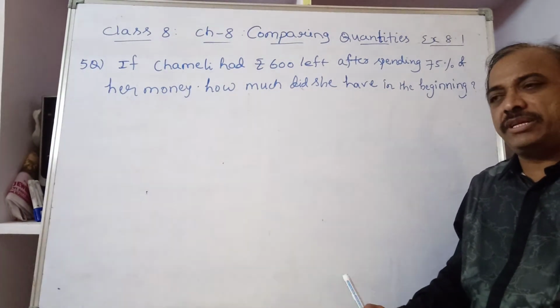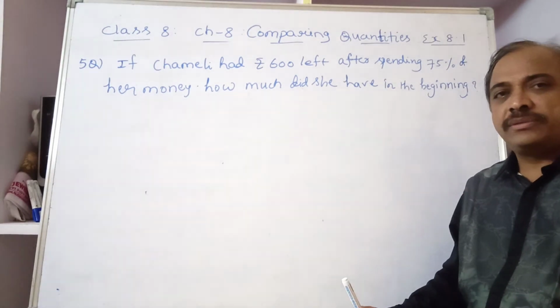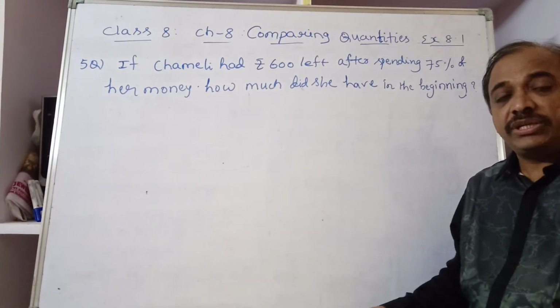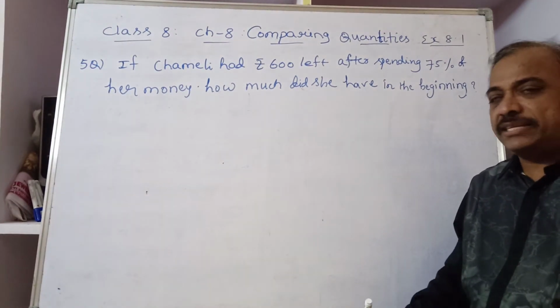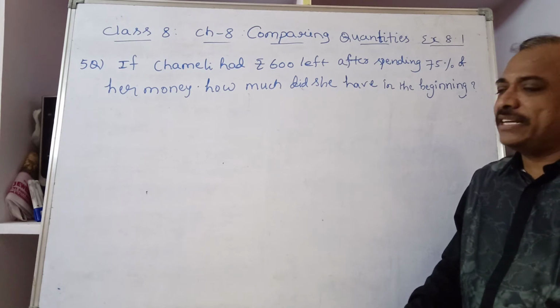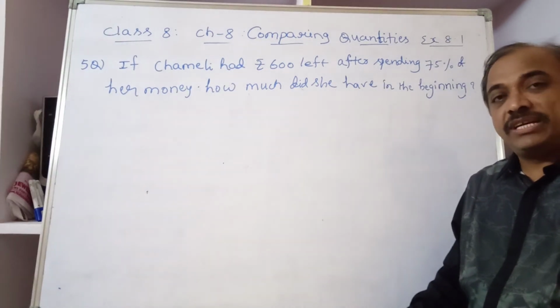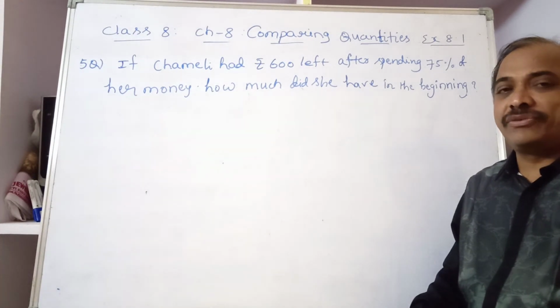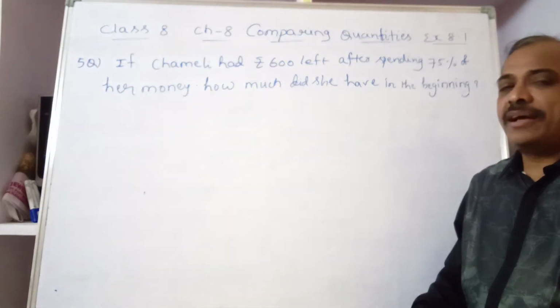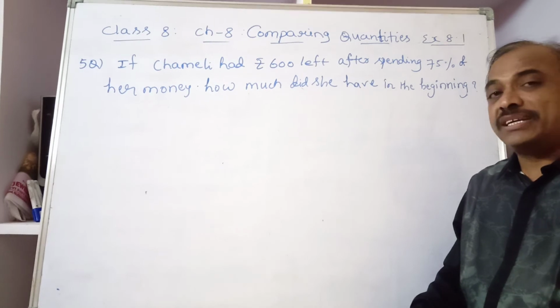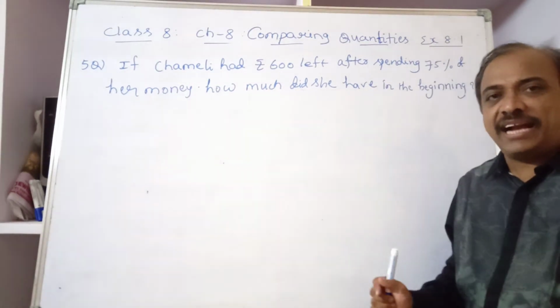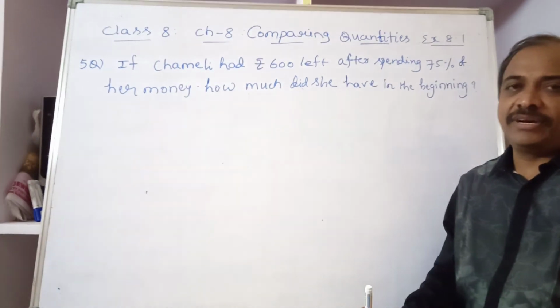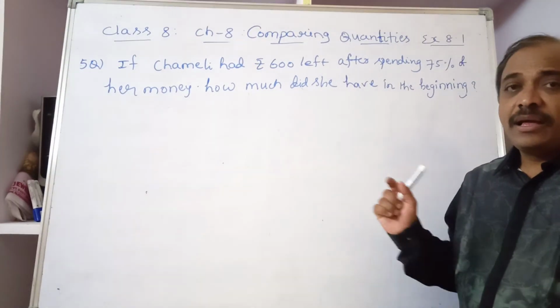What is the question actually? She had some amount. In that, how much did she spend? 75% of her money she spent. What is the leftover amount? 600. So what is the amount that she had in the beginning?